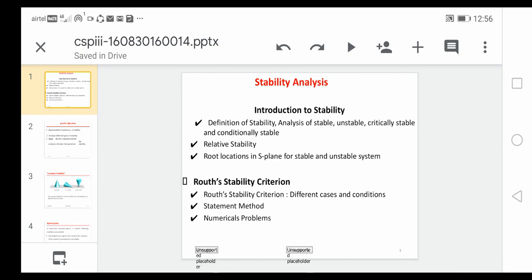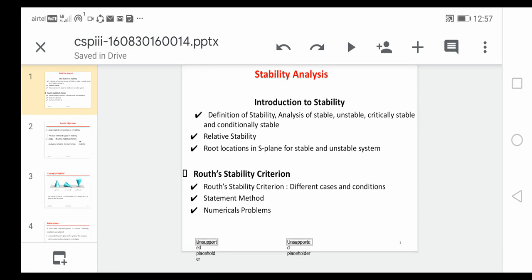Here I am going to discuss stability analysis. In this, we are going to discuss the introduction to stability, what is meant by stability, when the system is stable, when the system is unstable, when the system is critically stable and conditionally stable, and what is meant by relative stability, how the roots are located on the S plane for stable and unstable systems. Routh's stability criterion.